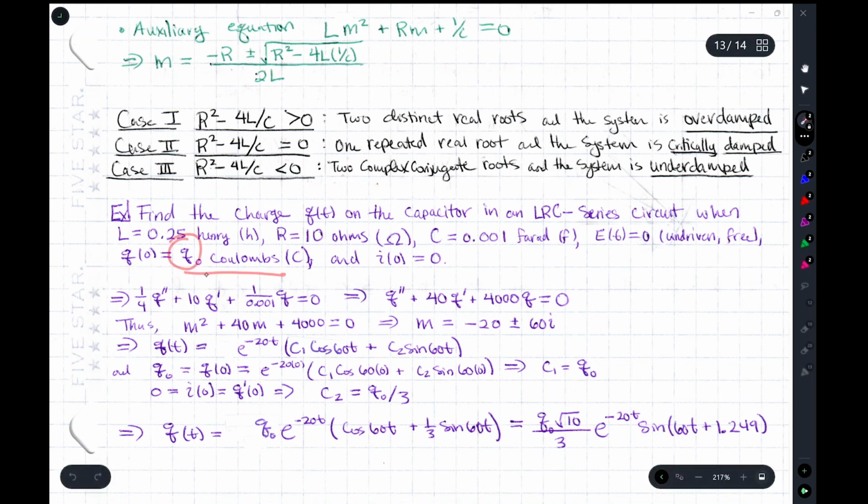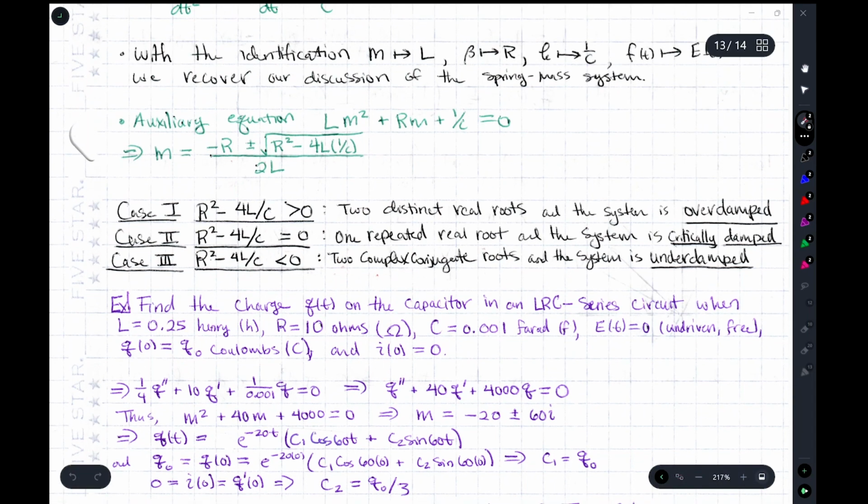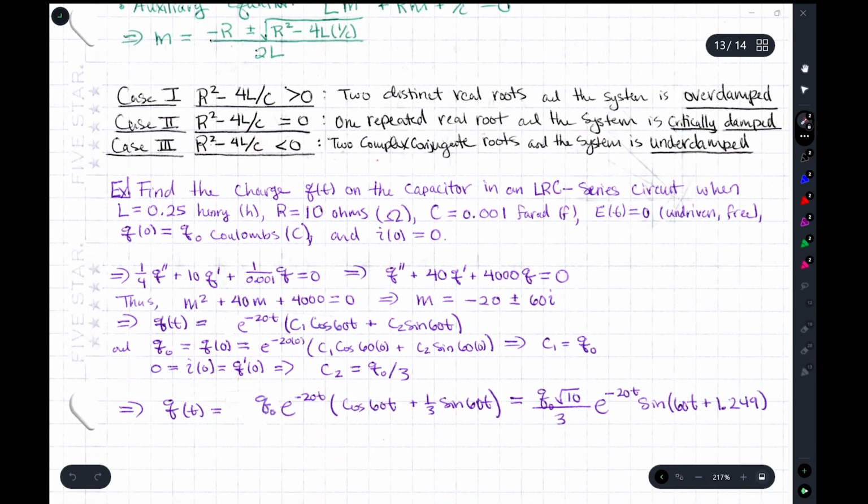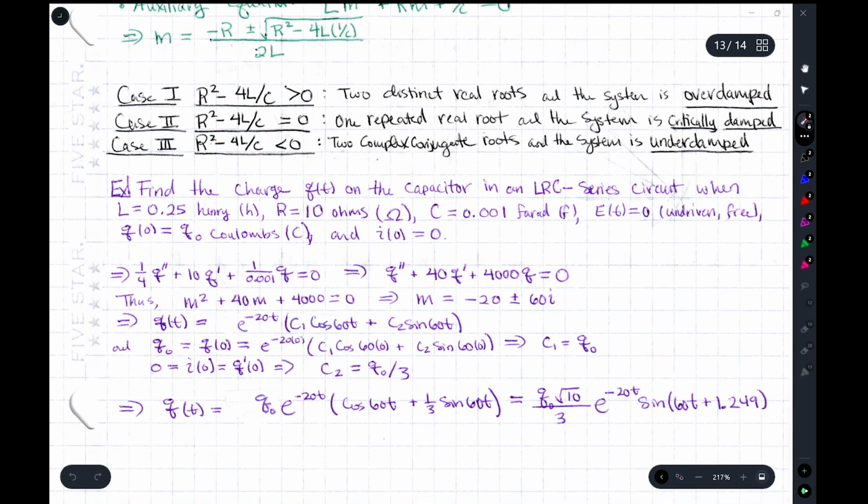Q of 0 is equal to just, we're going to treat this as if it's a constant, this parameter Q naught, and I, we have 0 current. Well, taking this differential equation and just plugging in the numbers that we have here, we get this differential equation, which could be rewritten this way. Looking at the auxiliary equation, we get these two roots, and we get this general solution.